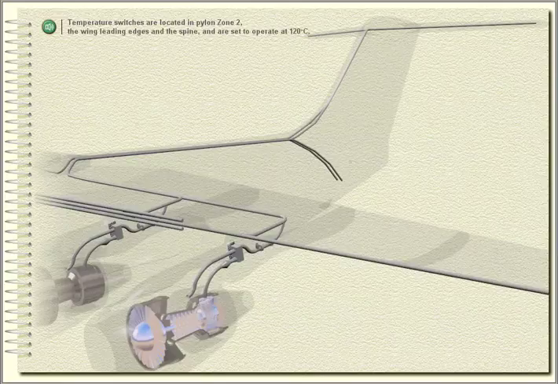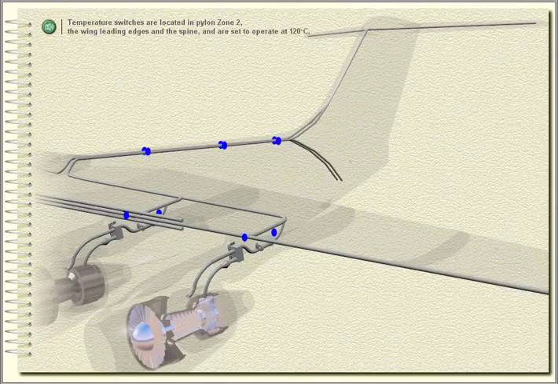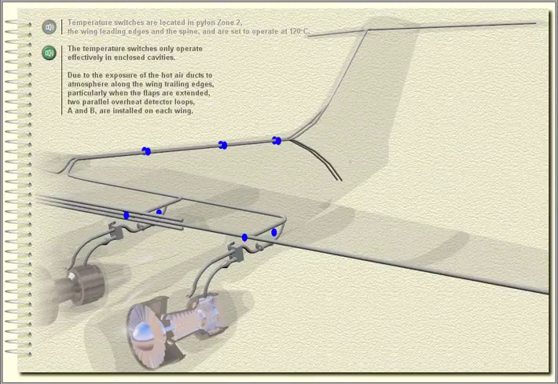The leak will be isolated from all bleed air supplies and the temperature sensor will reset. However, the fault annunciator will remain lit. Temperature switches are located in pylon zone 2, the wing leading edges, and the spine, and are set to operate at 120 degrees Celsius.